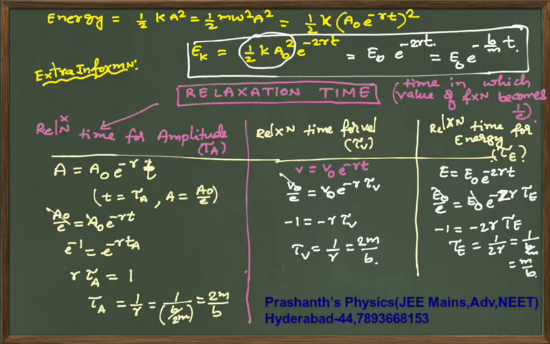From this, the relaxation time of amplitude and the relaxation time of velocity are both equal, and this m by b is tau E. So tau A is 2 times tau E.